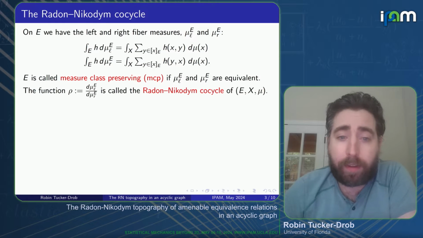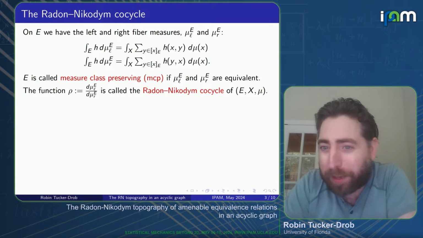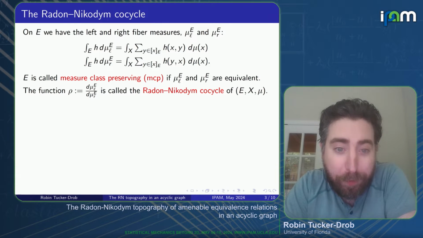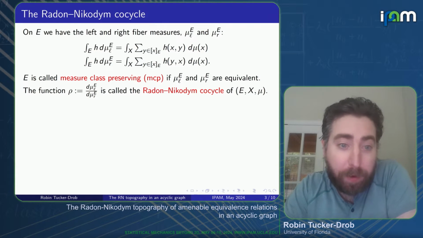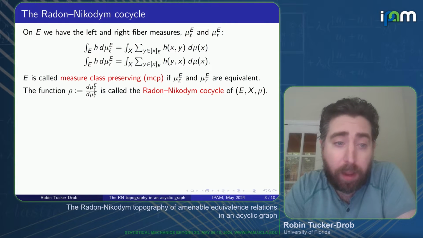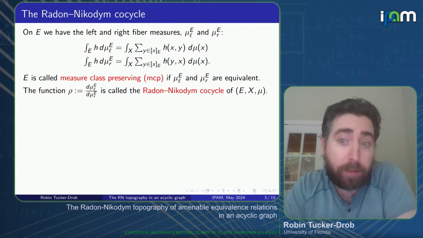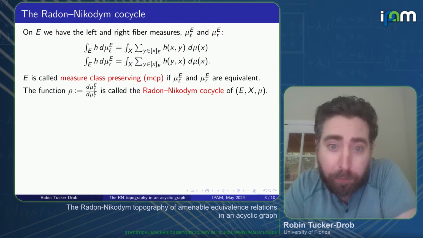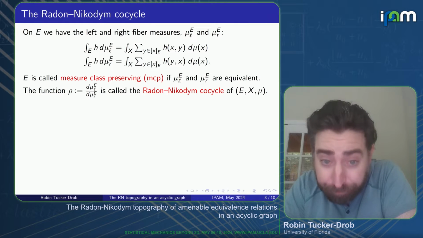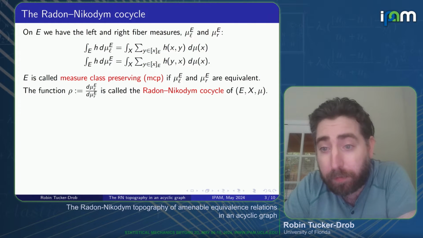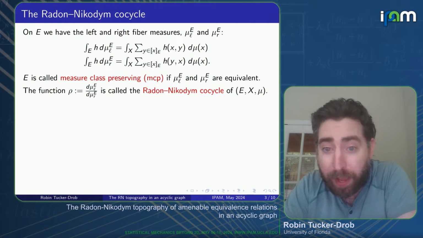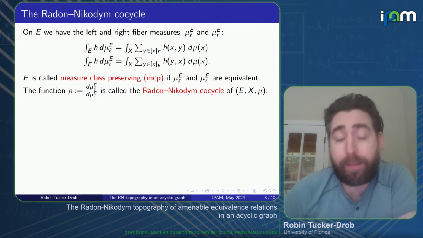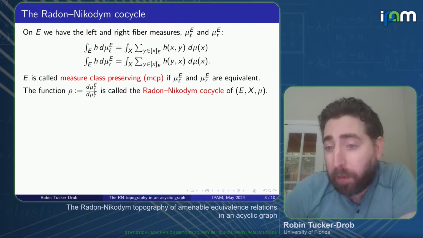And when you have equivalent measures, of course, we can just apply the Radon-Nikodym theorem to get a function, the Radon-Nikodym derivative of the left fiber measure with respect to the right fiber measure. And now this is a function defined on E, on the set of equivalent pairs, taking non-negative values, in fact, positive values, since the measures are equivalent. And it's called the Radon-Nikodym cocycle.